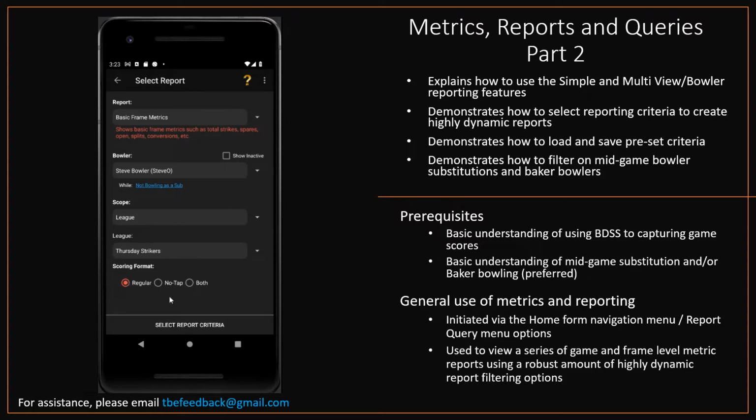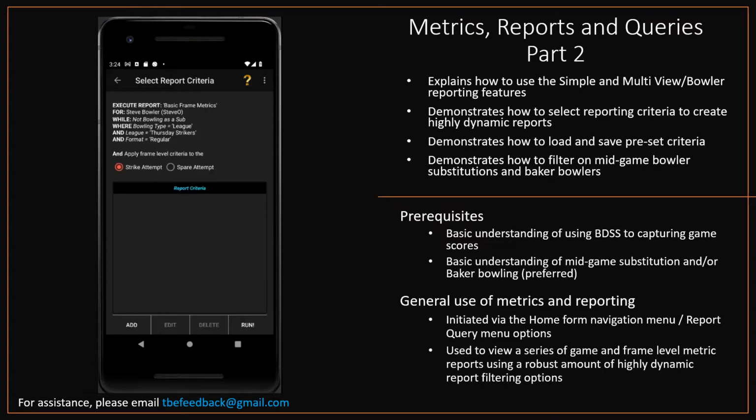And that's really it for the select report form. So now we're going to add optional reporting criteria. To do so, we click the select report criteria button. The first thing you notice on the select report criteria form is the report execution command that comes directly from the inputs from the select report form. Execute report, basic frame metrics, force Steve, while not bowling as a sub, where bowling type is league, and league equals Thursday Strikers, and format is regular.